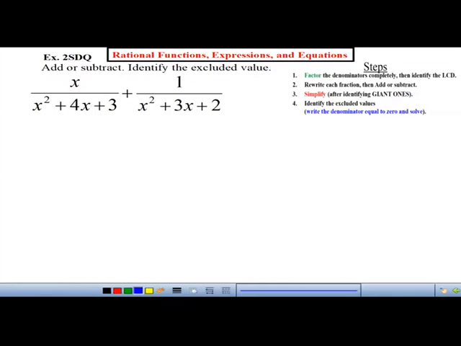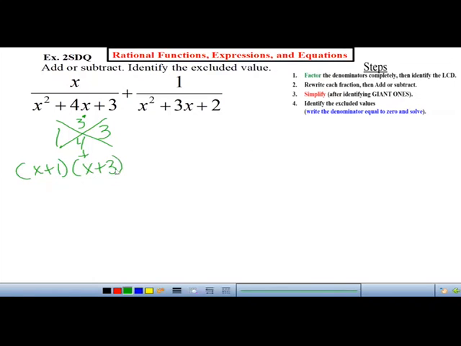All right, let me start with Jaziel. So according to the process, the first step is to factor each denominator. Can you factor the first denominator? What'd you get? I got 1 on the side and 3 on the side. So my factors are x plus 1, x plus 3.